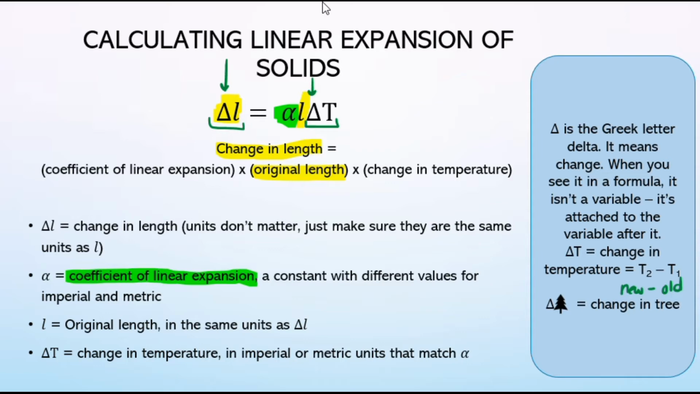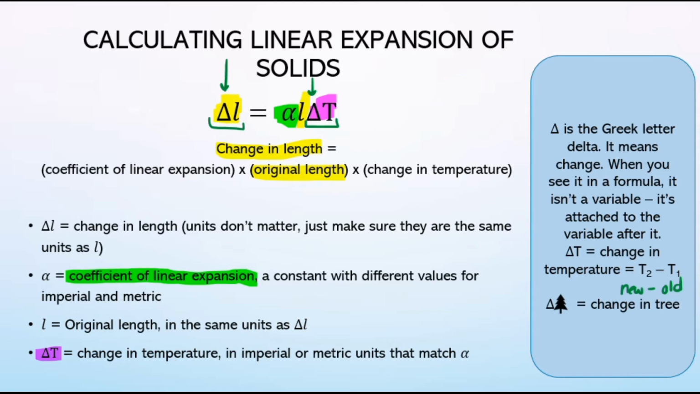We already did our L is the original length in the same units as the change in L. So not the new length, not the length you're going to make after heating or cooling, it's the original length. And delta T right here is a change in temperature. So it's either going to be Celsius or Kelvin, or on the other side, it'll be Fahrenheit or Rankine, and it'll be in units that are matching what you'll see on the table for the coefficient of linear expansion, alpha.